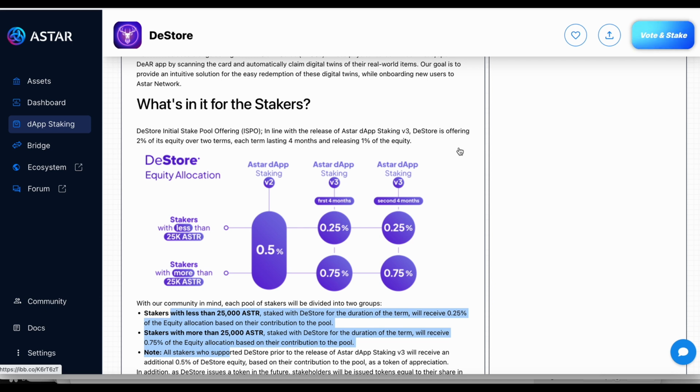Okay, so that's all for the projects I just went over. So please do your own research and don't miss that 27% APY for the DApp staking if you stake now.